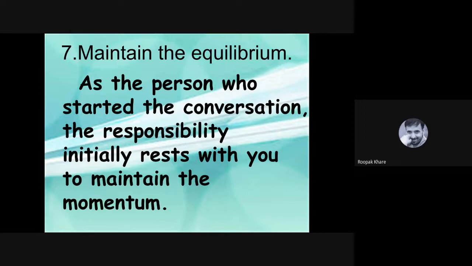So the responsibility is of course of both the parties, but then since you are intending to strike up a conversation, you want to keep it continuing, you should be able to entertain the other person, right? So keep the equilibrium on.